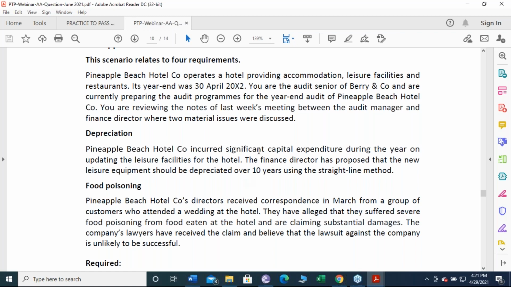Secondly, since they have updated the leisure facilities, there is a possibility that the depreciation should be charged on the updated value. So I need to make sure that the depreciation is calculated on the updated value. Moreover, as far as the depreciation is concerned, I need to review the profits and losses on disposal. I told you earlier, if there is significant profit and losses on disposal, that reflects that the depreciation policy is not appropriate.